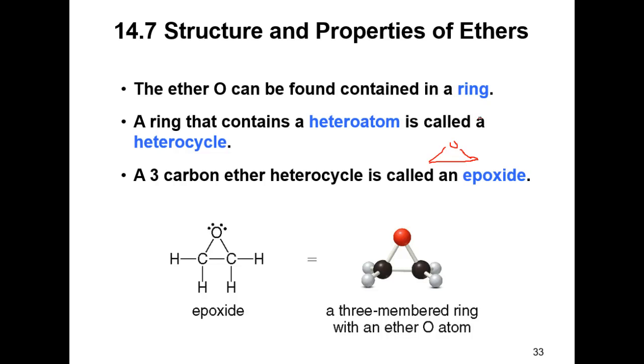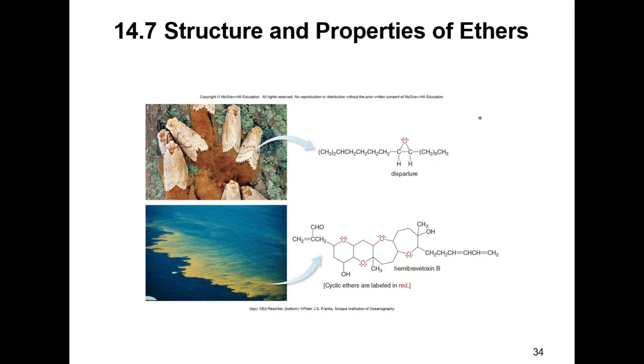They're a little bit unstable. I mean, they're not completely, totally not stable. They do exist, and they do exist in nature, specifically in marine life. Plants have a lot of epoxides in them. So here they kind of show an example.